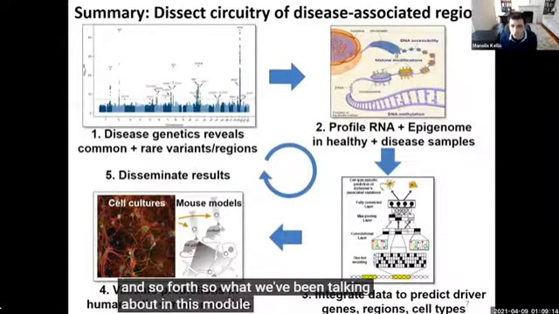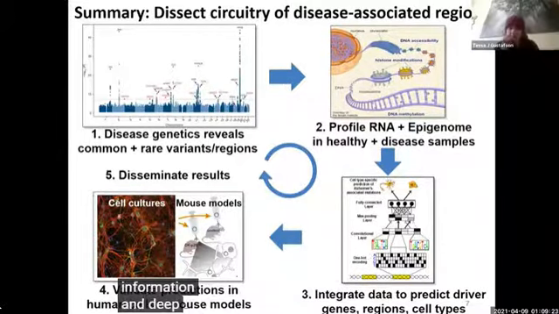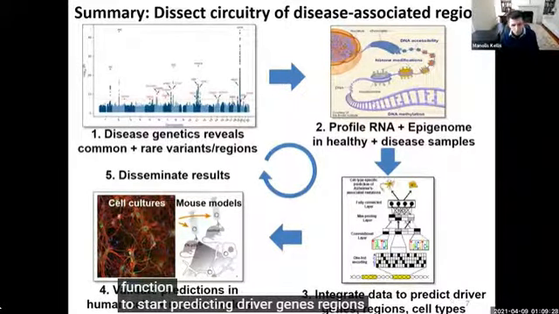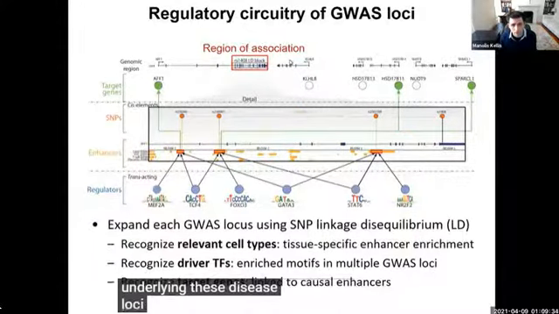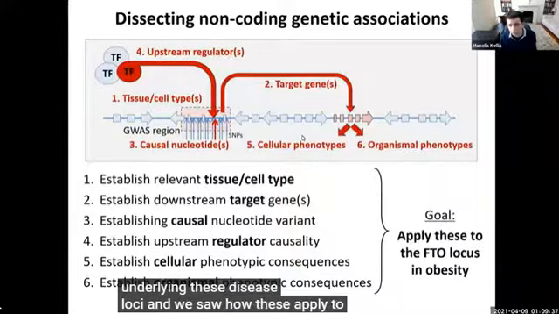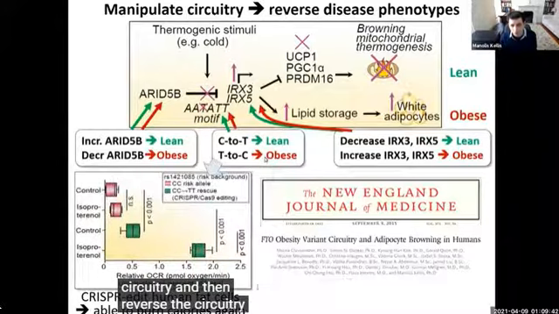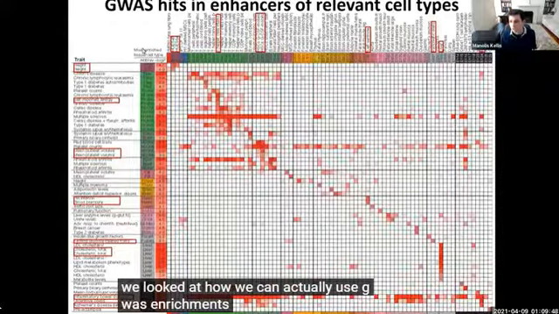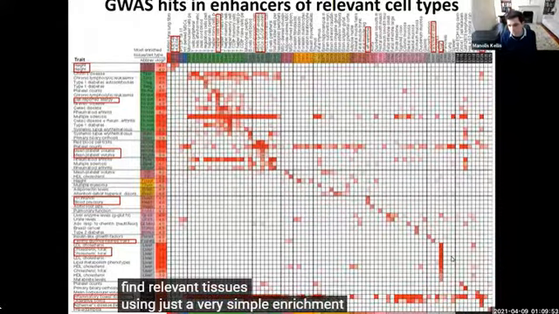What we've been talking about in this module is how we integrate epigenomic information for fine mapping variants, and then RNA information, variation information, and deep learning models for sequence function to start predicting driver genes, regions, and cell types to get the circuitry underlying these disease loci. We saw how these apply to specific domains to allow us to both uncover the circuitry and then reverse the circuitry. And then last time we looked at how we can use GWAS enrichments at the genome-wide level to find relevant tissues using just a very simple enrichment analysis.